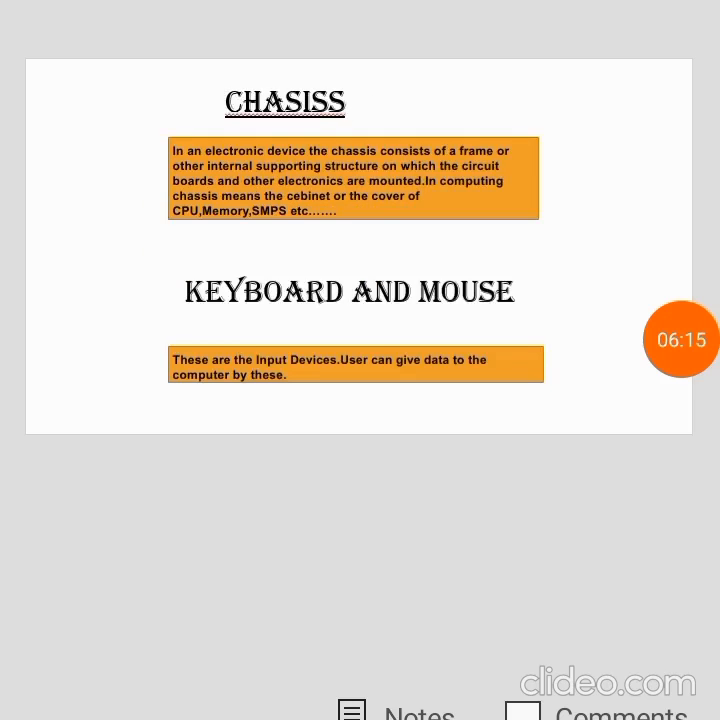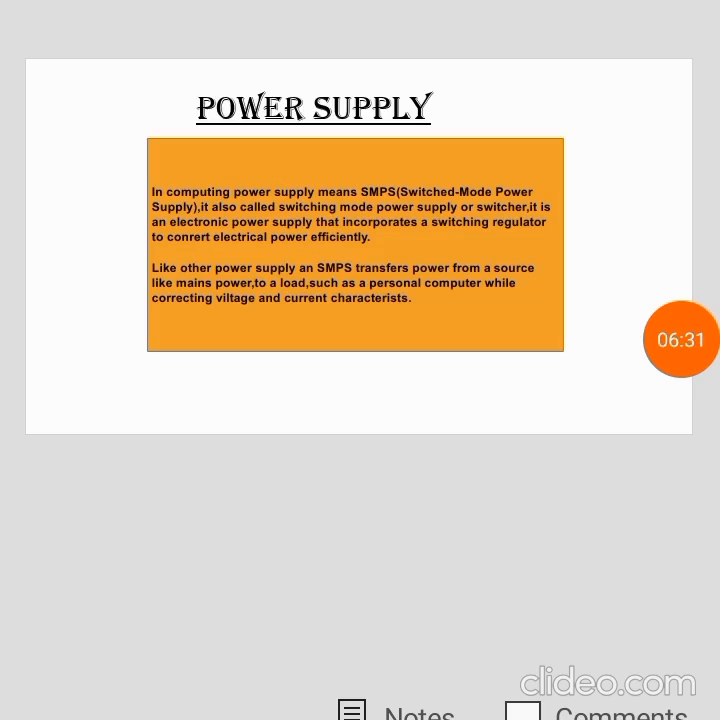Other is the keyboard and the mouse. These are the input devices. Users can give data to the computer by these devices. Input devices are basically those devices with the help of which we can give instructions to the computer so it can perform its work.